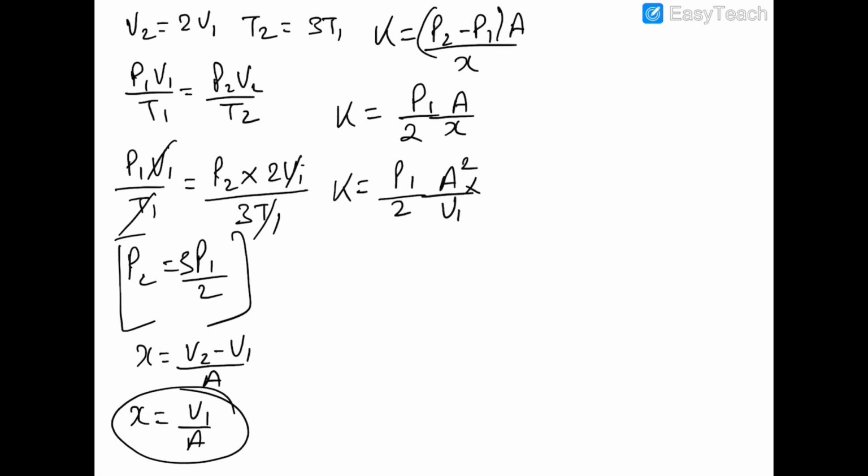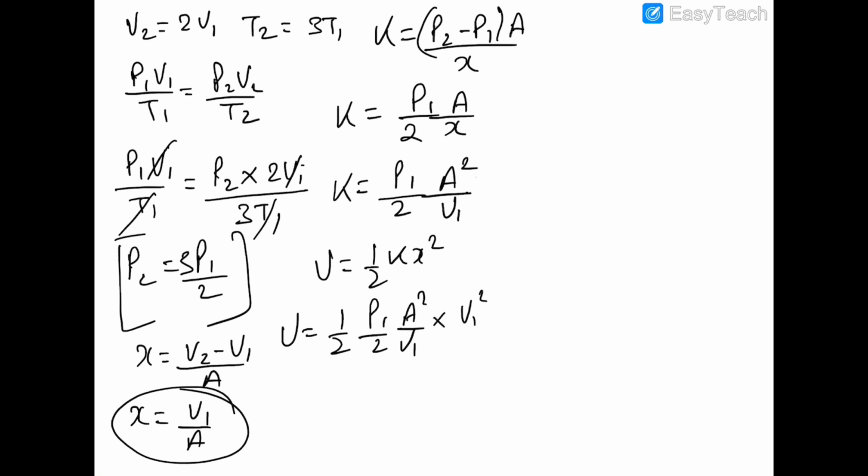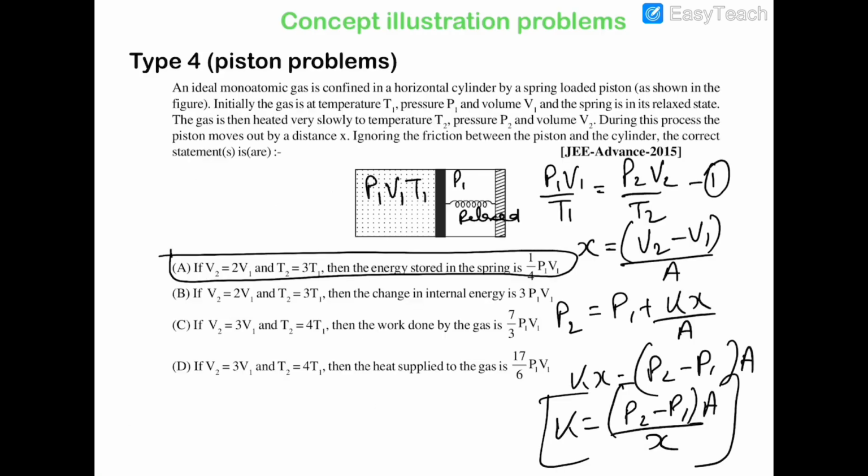So K will be P1 by 2 A by V1 by A. So it would be A square, and the energy stored in the spring will be half Kx square. So U will be half K, which is P1 by 2 A square by V1, and x square will be V1 square by A square. So cancelling this, U will be equal to P1 V1 by 4. So the energy stored in the spring will be P1 V1 by 4. So A option is the correct answer.